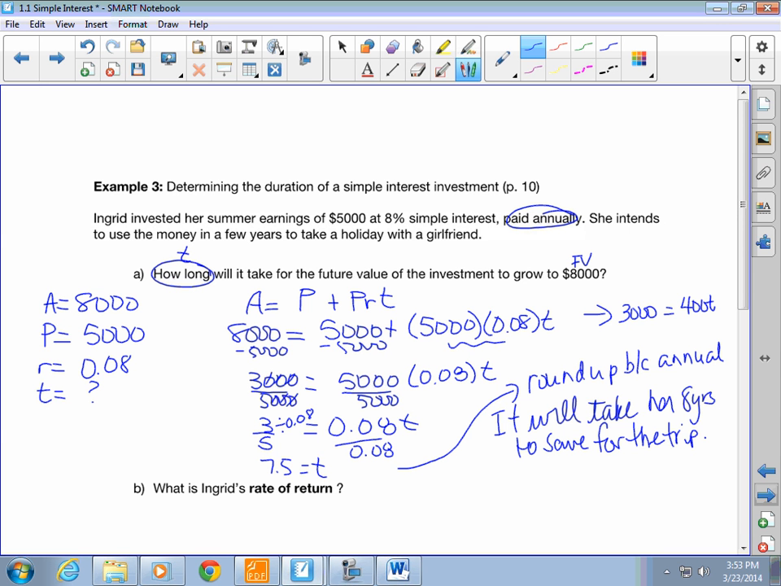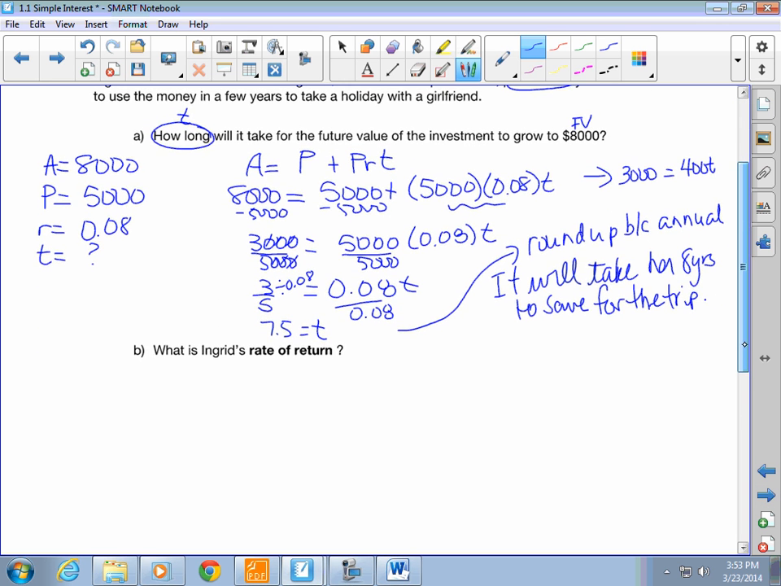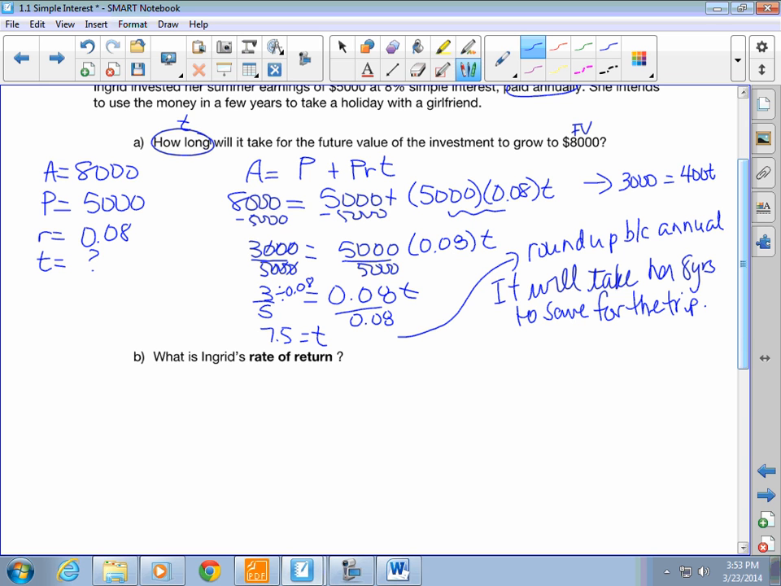Okay, so it says, what is Ingrid's rate of return? So to find her rate of return, we need to first calculate what that future value is. So if we did it for the 8 years specifically, what will her future value be? And then we need to find out what her rate of return is based on how much interest she's earned over the principal she's invested.